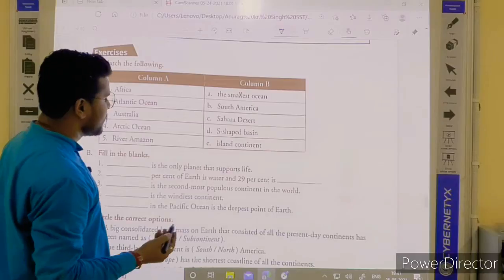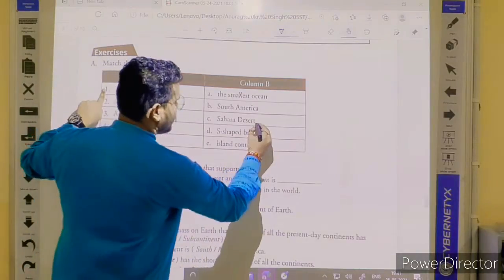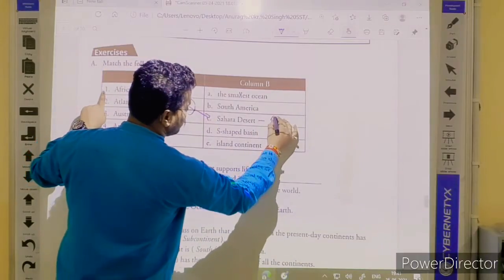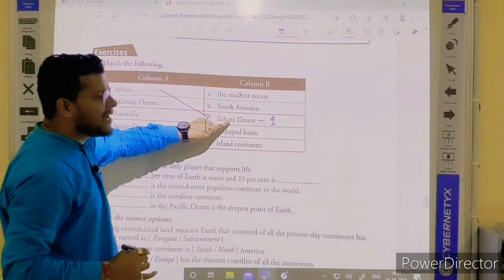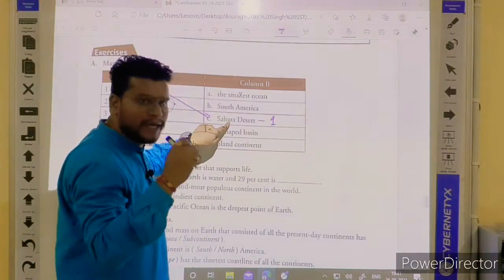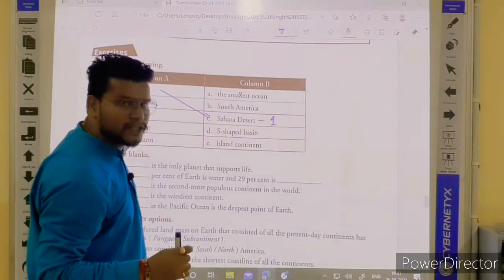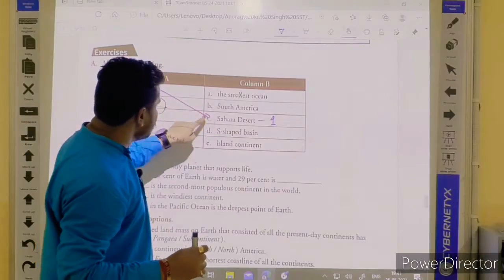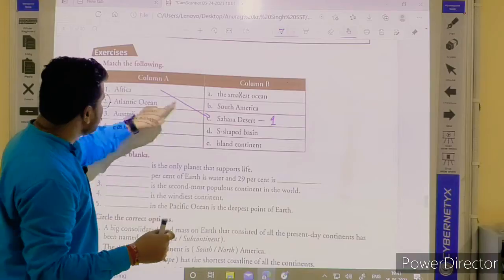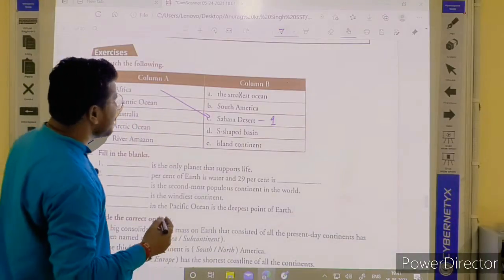Africa. Write 1 right here, because the Sahara Desert is the hottest desert in the world, which exists in Africa. So that's why the Sahara Desert matches Africa.